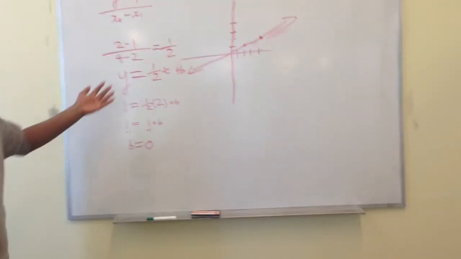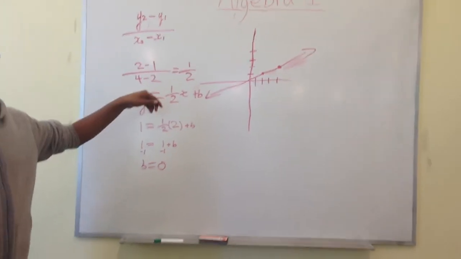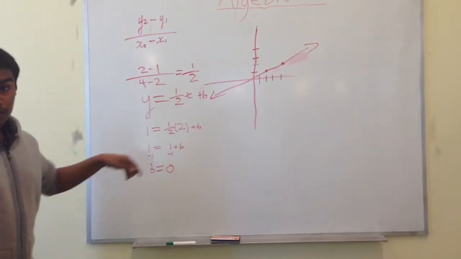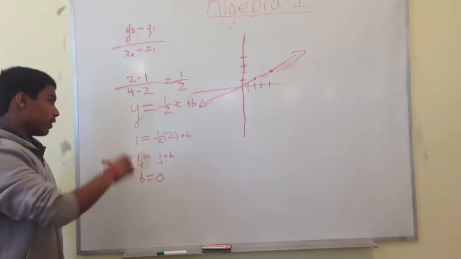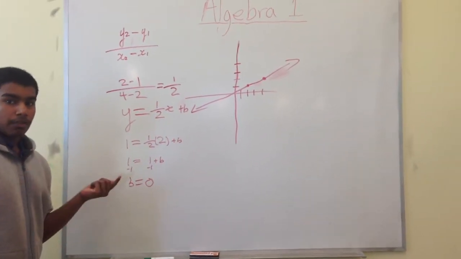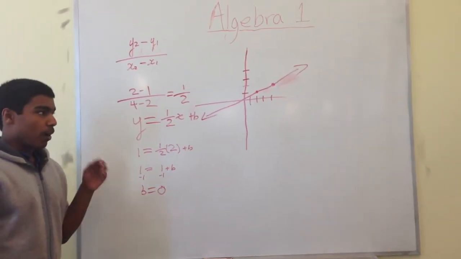And that is how to find the slope of a line and to find the equation of a line. And another easy way to remember what the slope is: rise over run.